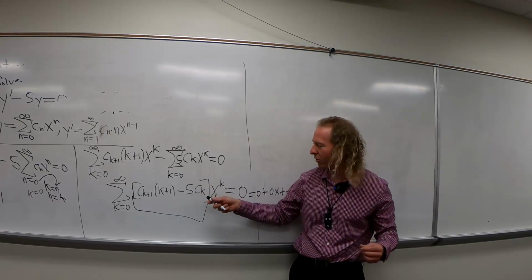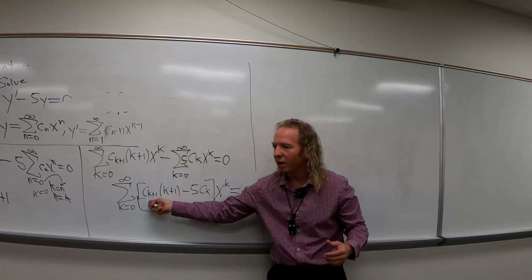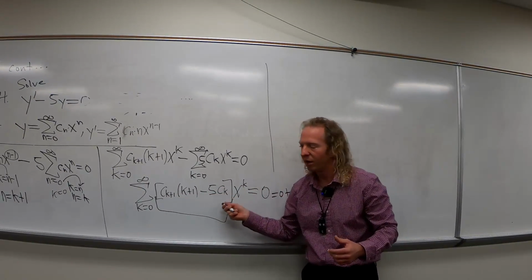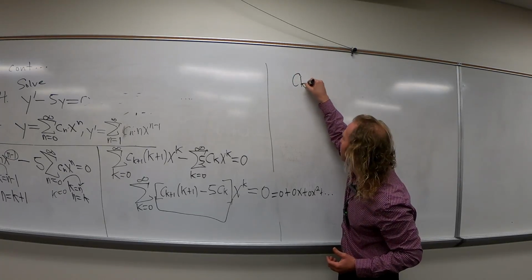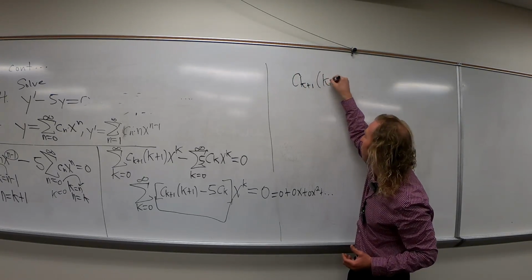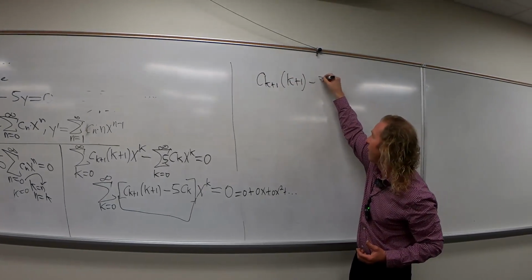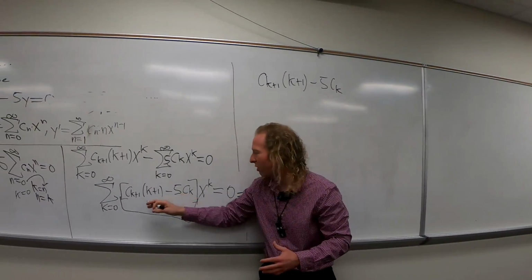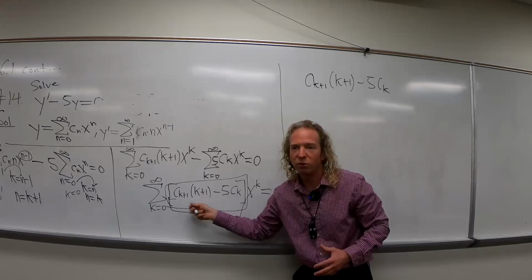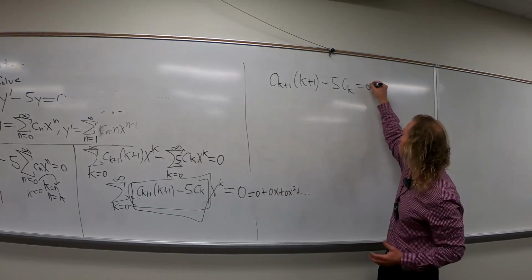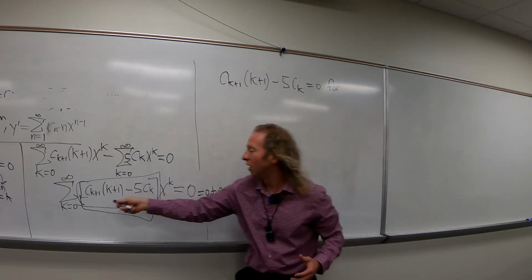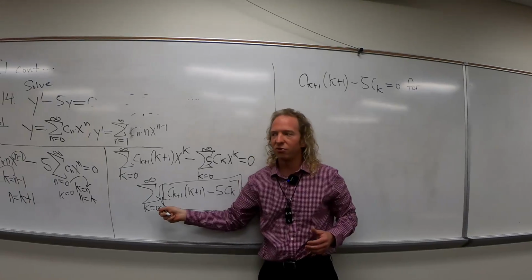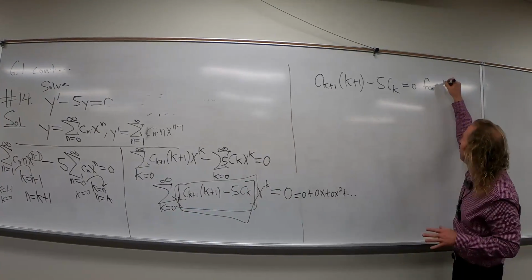So in the next step, all you do is take all of this and set it equal to 0, okay? So we have c sub k plus 1 minus 5c sub k. Every single time, when you get to this step, just take all of this and set it equal to 0, okay? And this is true, it's really key, for k equals 0, 1, 2, 3, 4. So it's really important to write that down.